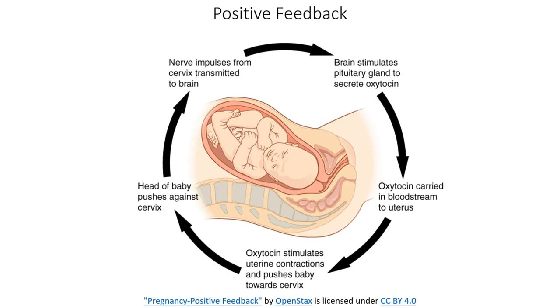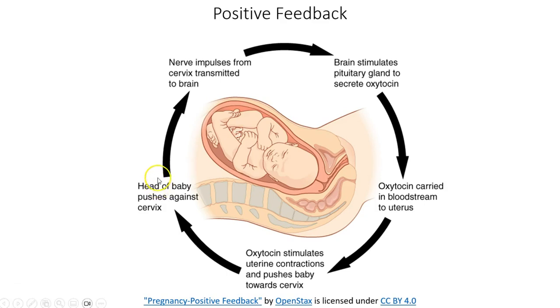Positive feedback. Relatively uncommon, not unheard of, very, very useful for the systems it does exist in. The classic example of this is actually pregnancy, and specifically labor. And so what happens in positive feedback loops is we still get that initial stimulus. In this particular case, it is the head of the baby pushing against the cervix, because it is in the process of being expelled from the uterus to be born.